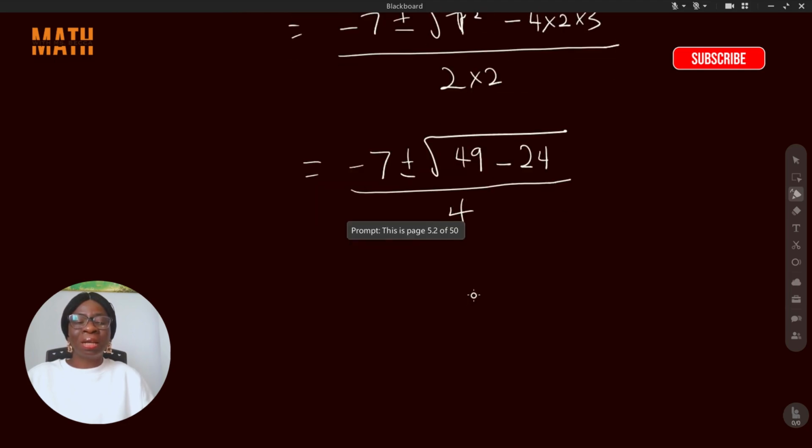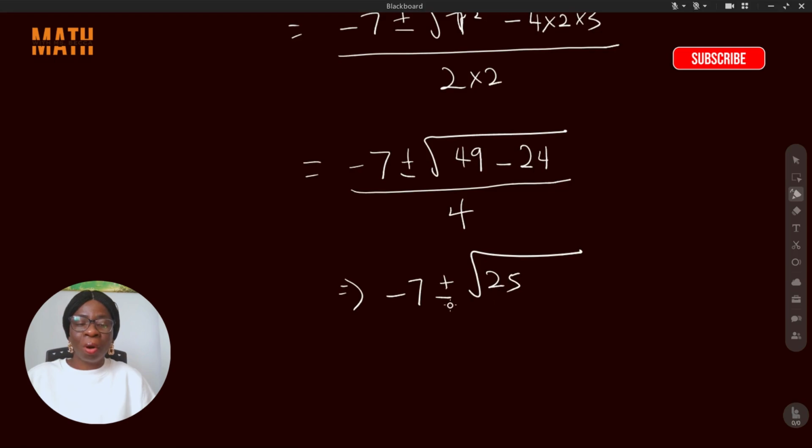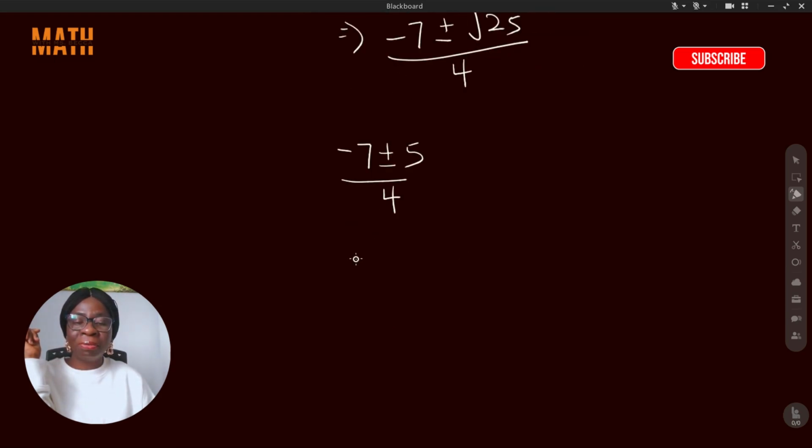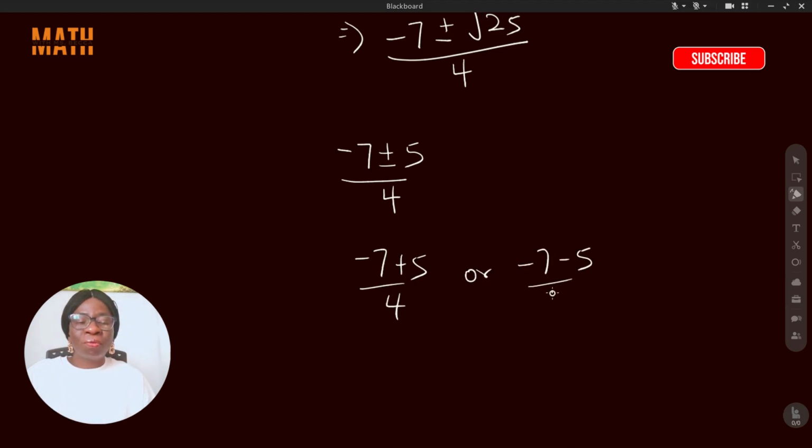Let's solve further so that we have negative 7 plus or minus the square root of 49 minus 24 will give 25 all over 4. Let's continue. So we have negative 7 plus or minus the square root of 25 is 5 over 4. That means we'll be having negative 7 plus 5 over 4, or negative 7 minus 5 over 4.